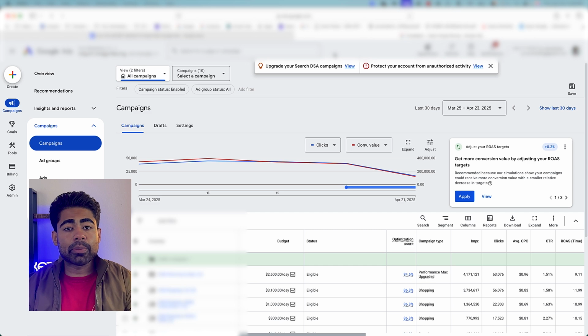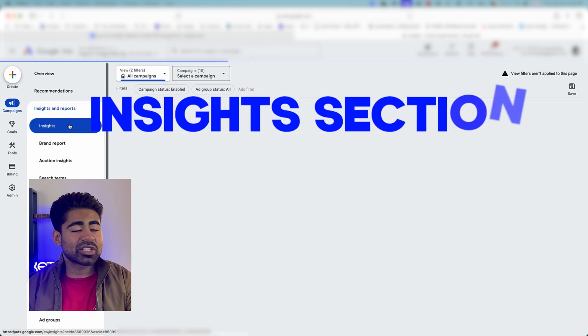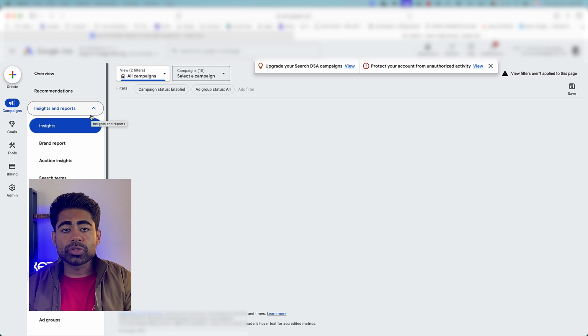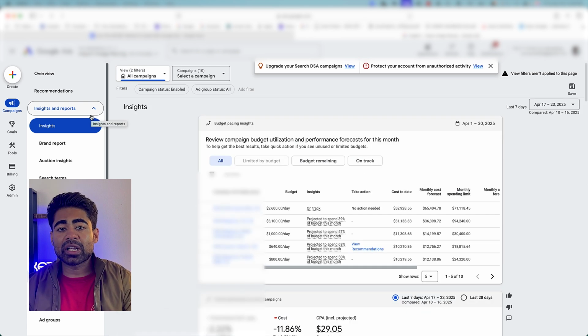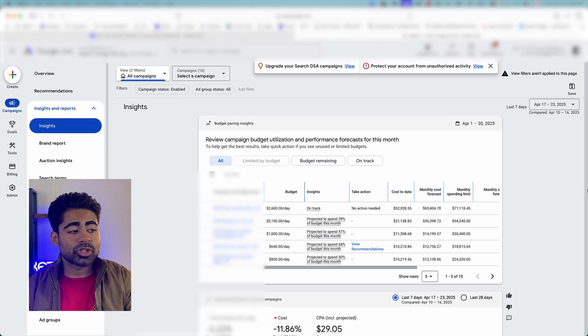Now, this secret method involves none other than the insights section. This is one of the most underused and overlooked sections when it comes to Google Ads. In fact, most brands don't even know that this section actually exists.